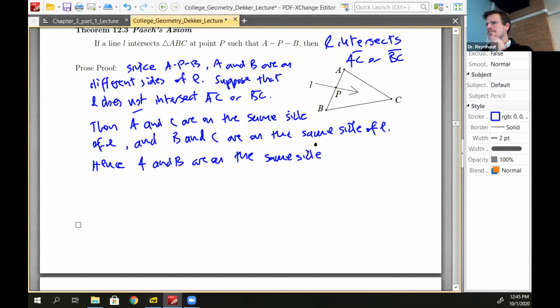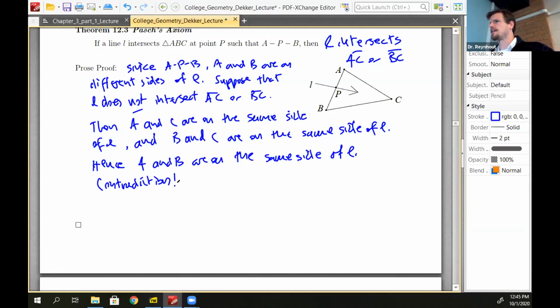Much better. Okay, so A and B are on the same side of L. But this is a contradiction because we said up here that A and B are on different sides. So, well, not so. I can say contradiction. I like to be excited when I say contradiction. What did we have here? Those two things contradict each other.